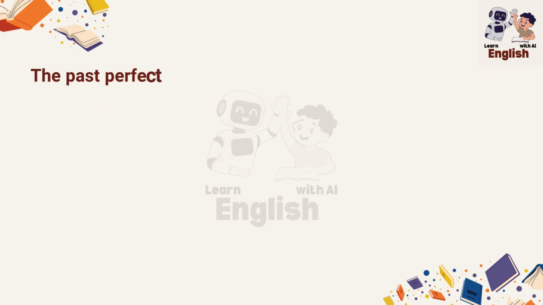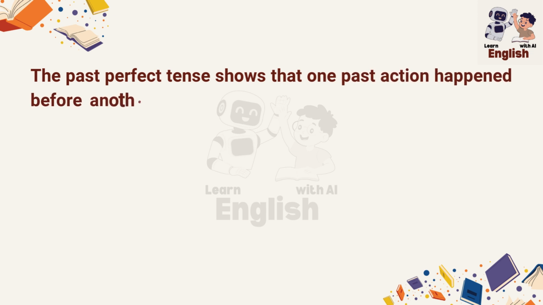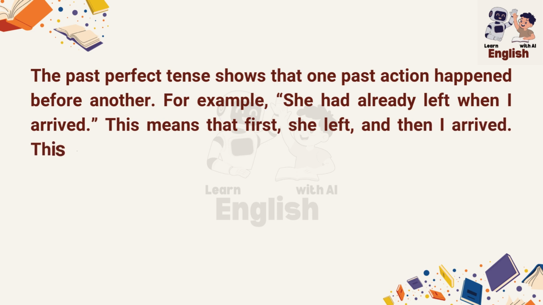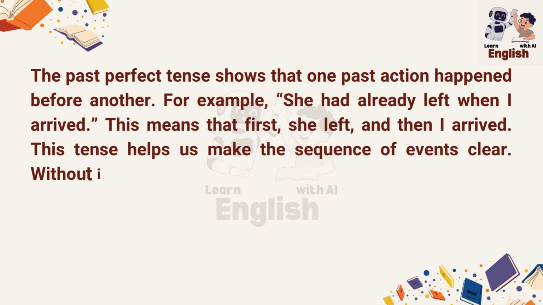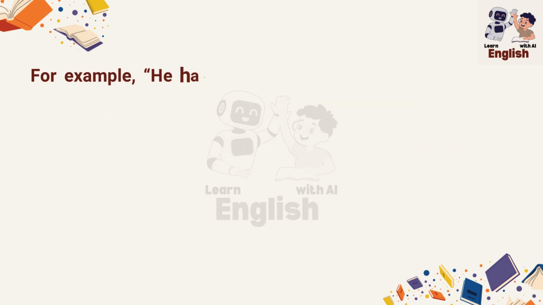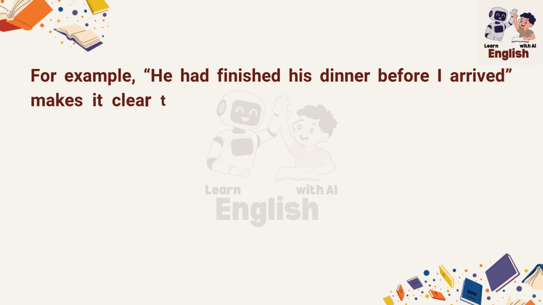The past perfect tense shows that one past action happened before another. For example, she had already left when I arrived. This means that first she left and then I arrived. This tense helps us make the sequence of events clear. Without it, the meaning could be confusing. For example, he had finished his dinner before I arrived makes it clear that the dinner was completed before my arrival.